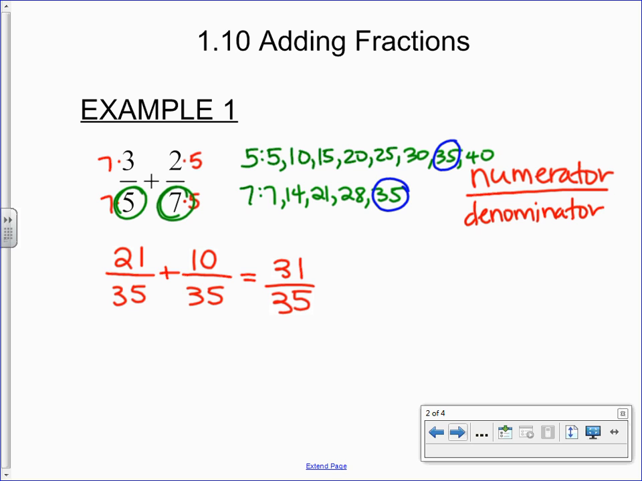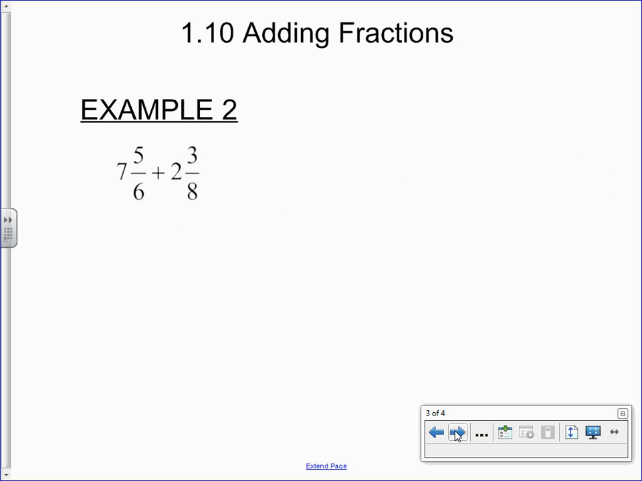Let's look at another example. We have 7 and 5/6 plus 2 and 3/8. In this case, we have mixed numbers. When dealing with adding mixed numbers, we're not going to worry about the whole parts. Those are just going to stay 7 and 2. But we are going to consider our denominators in order to make a common denominator.